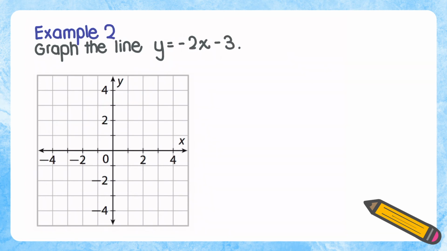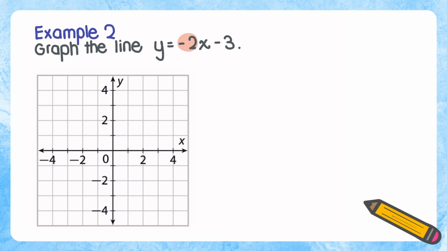Let's do one more example together. Let's graph the line y equals -2x minus 3. So first, we're going to identify the slope and y-intercept. What are m and b? Our slope is -2, this value right here.